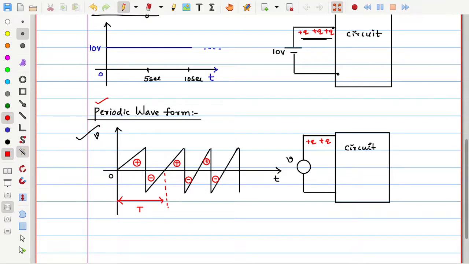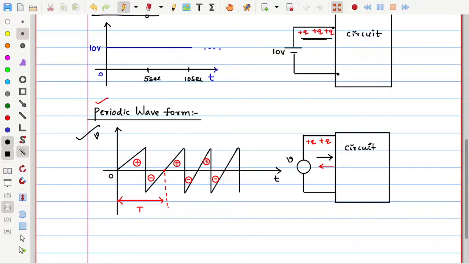Okay. Then suddenly it is dropping down to zero, negative. Then a negative voltage is applied. That means the charge transfer is going to take place from circuit to source. Why? Because voltage polarity has changed. Okay. Next, then again a positive voltage pulse is applied. Then charge transfer will take place from voltage source to circuit like this.